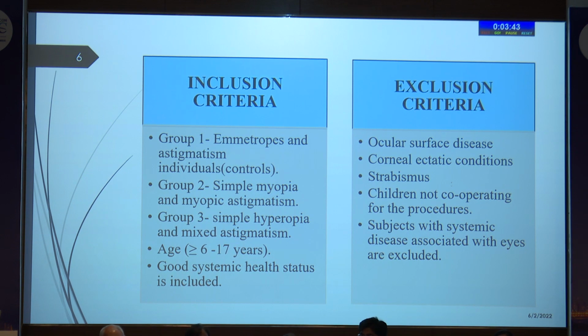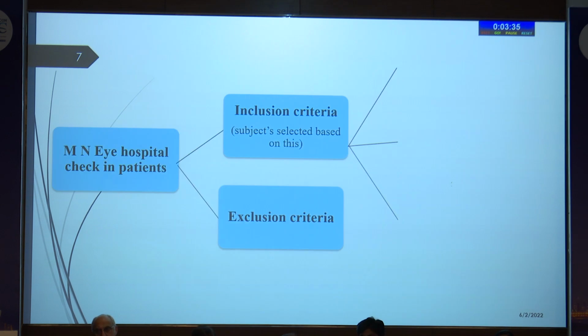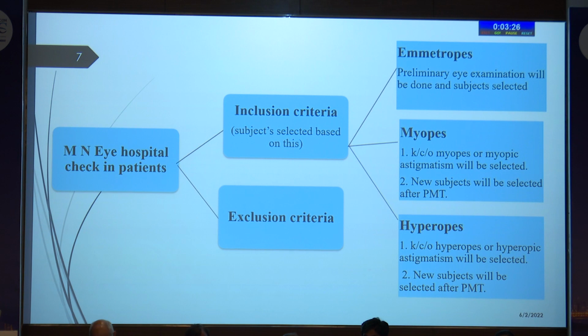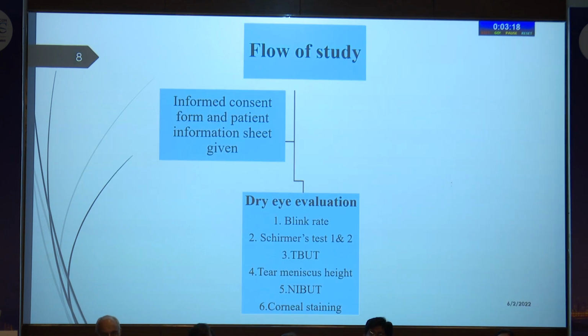We excluded kids who had any ocular surface disease or any symptoms, corneal ectatic conditions, strabismus, children who don't cooperate, and other systemic diseases. We included patients who came into our hospital based on the inclusion criteria. We divided them into 3 groups: 70 myopes, 34 hyperopes, and 5 emmetropes. We got informed consent and a patient information sheet from the patient and the parent, and we did a dry eye evaluation with the Schirmer's test. We evaluated the T-BUT, tear meniscus height, the corneal staining, and also the blink rate.